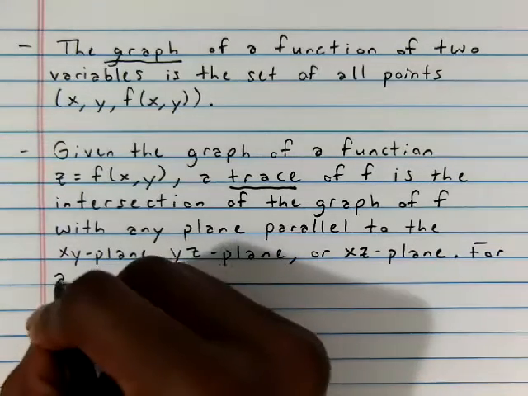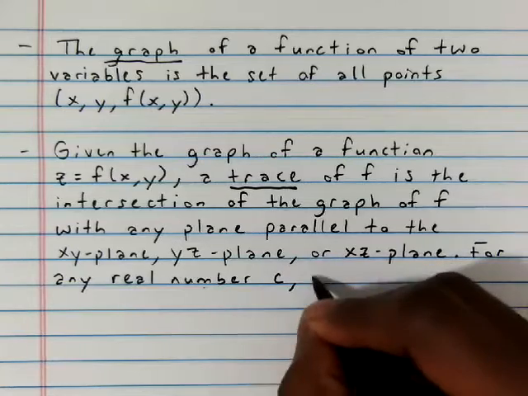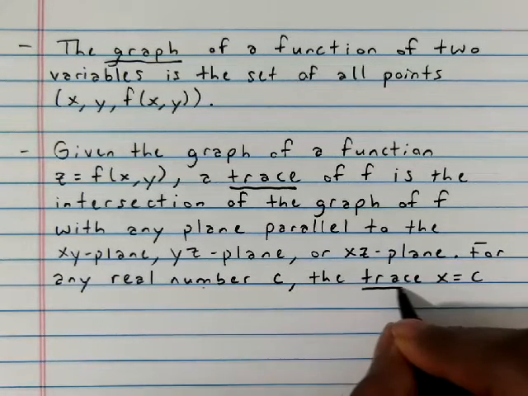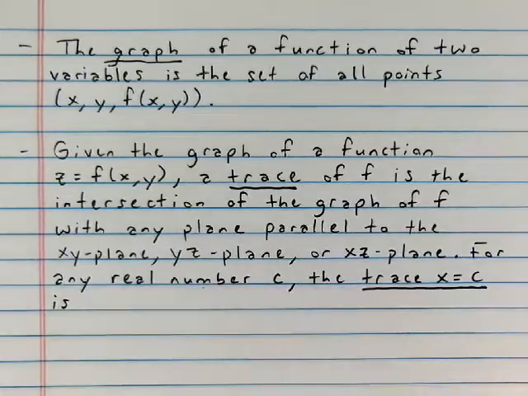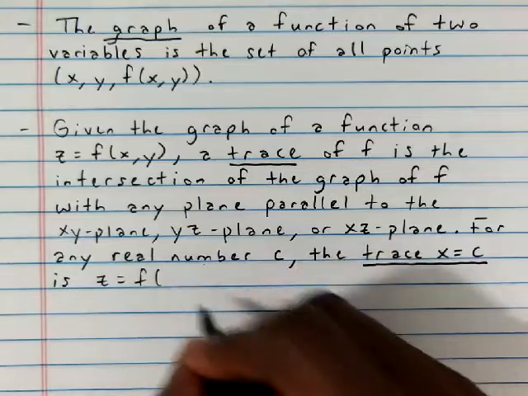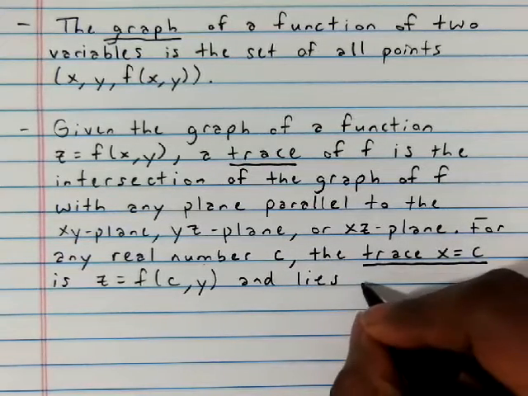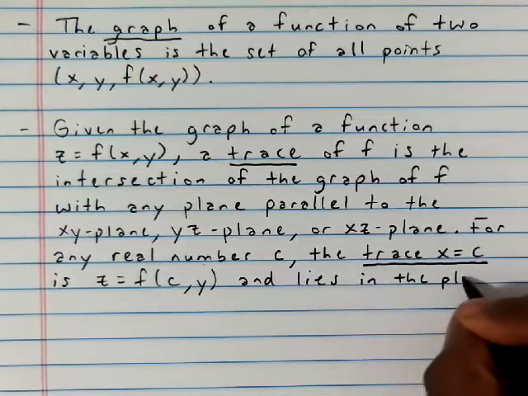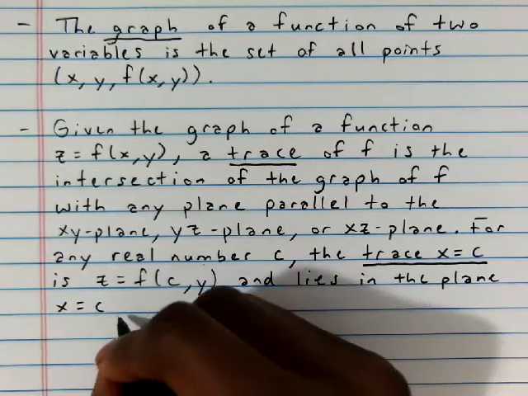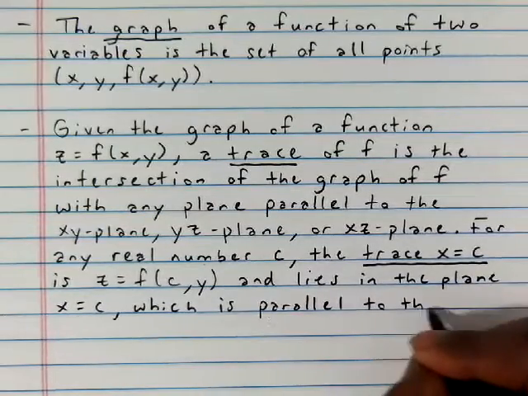For any real number c, the trace x equals c is z equals f of, so your x you replace it with c, comma y, and lies in the plane x equals c, and the plane x equals c is parallel to the yz plane.